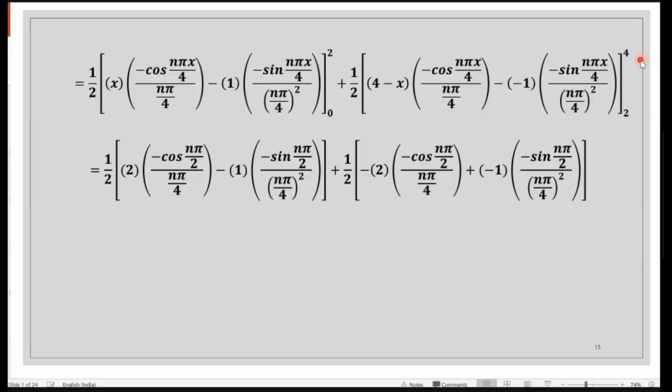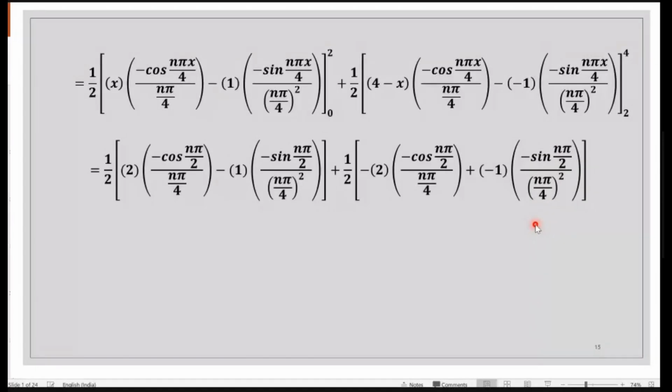The lower limit has a negative sign. 4 minus 2 is 2. Cos n pi 2 by 4 is minus cos n pi by 2. Again the lower limit will come, and for this it becomes plus, minus 1 into sin n pi by 2 upon n pi by 4 the whole square. And do it systematically, apply the upper limit and the lower limit.